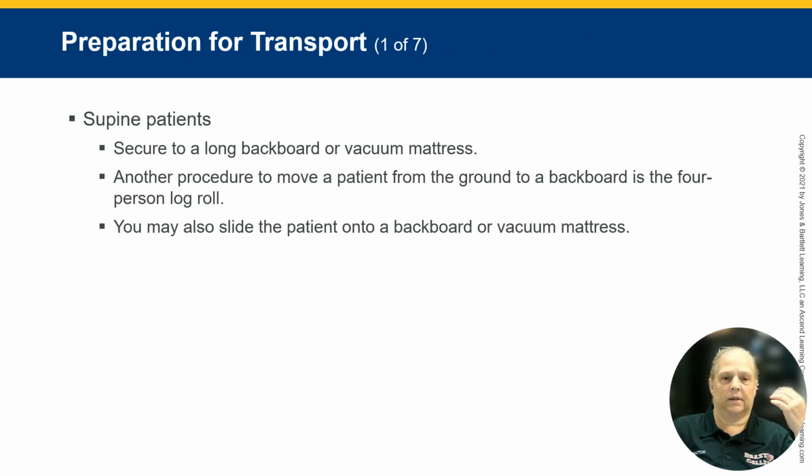For spinal injuries, we're going to put them on a backboard or a vacuum mattress. The vacuum mattress is more beneficial, especially if we have a patient with significant curvature of their spine or kyphosis. We can use that vacuum mattress if they're seated or standing. We're going to carefully log roll our patient over, put them on the backboard.